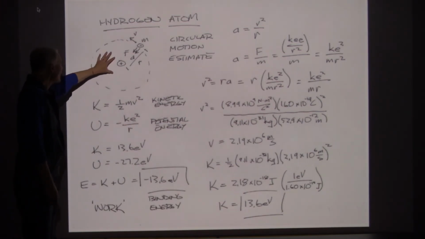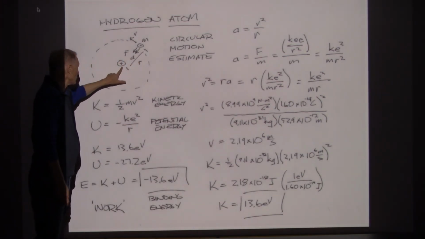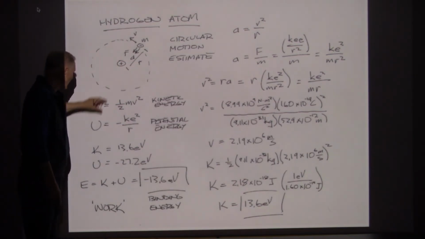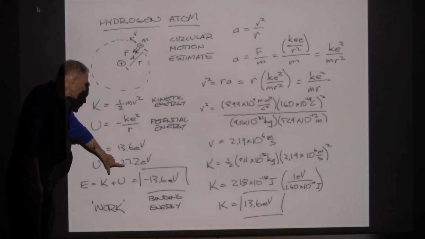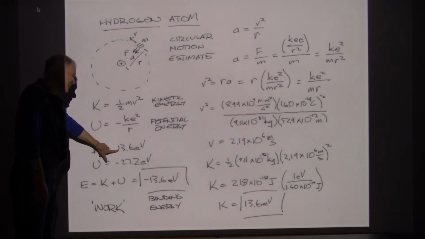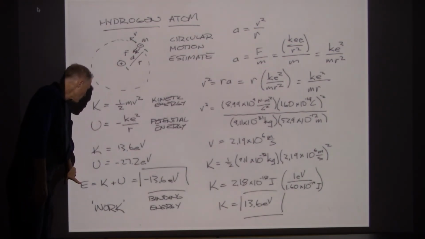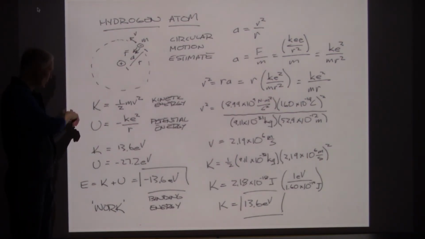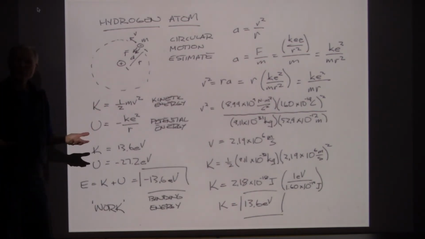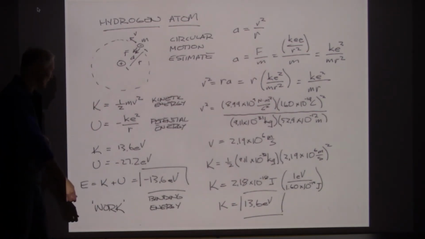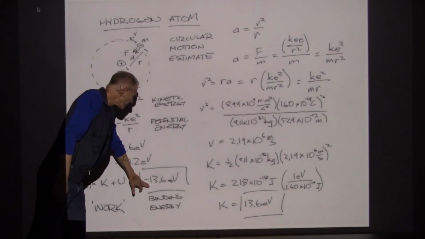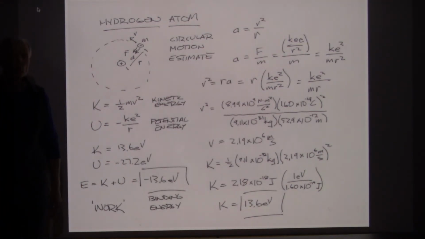And so with an electron and a proton attracting each other here, we've got a potential energy of minus 27.2. We've got a kinetic energy of the electron of 13.6. And that says that the total energy of combining the interaction and the kinetic energy of the electron, and the kinetic energy of the proton is really small, so that's been ignored, would give us a binding energy of 13.6.